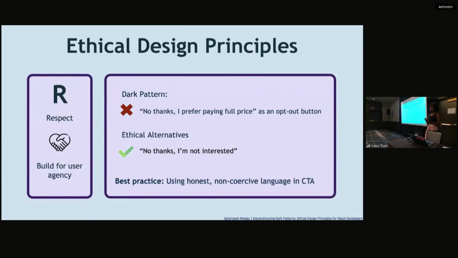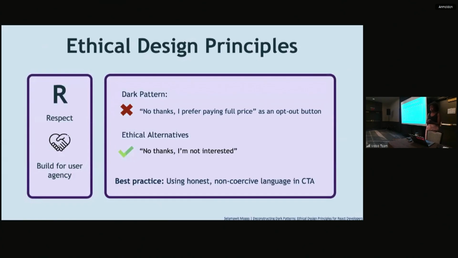And lastly, respect. This means designing in a way that respects the user's autonomy, intention, and intelligence. It's about not manipulating, not hiding choices, and not prioritizing conversion over consent. And again, what that looks like is just using honest, non-coercive language in your CTAs. So CLEAR kind of gives us that North Star, a shared language for what ethical design should look like.